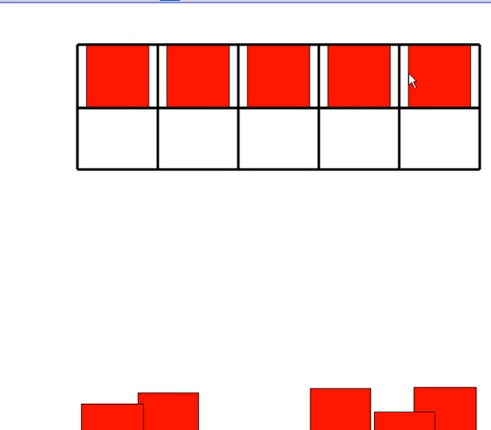Now some students are going to start all over again, take all the counters off and fill 1, 2, 3, 4, 5, 6, 7, 8. But what we're trying to get them to do is figure out, okay, we're at the 5. All we need to do now is add on 3.